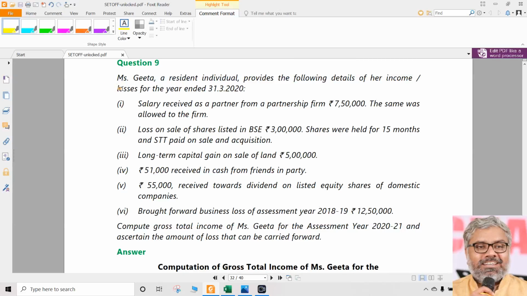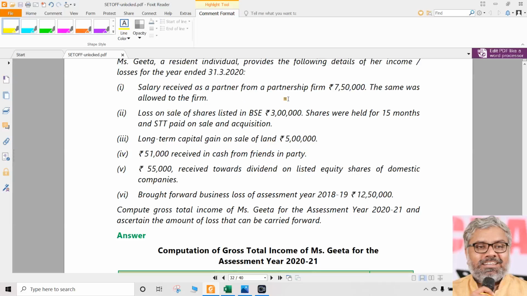Now let us move on to question number 9. Geeta is a resident individual, giving her income details. Salary received as a partner from the partnership firm is 7,50,000, and the same was allowed to the firm. So first of all, what is the head of income under which this is taxable? Because this is not share of profit, this is salary. Salary received as a partner from the partnership firm is taxable as PGBP. You should know that first. It is not salaries, it is PGBP.